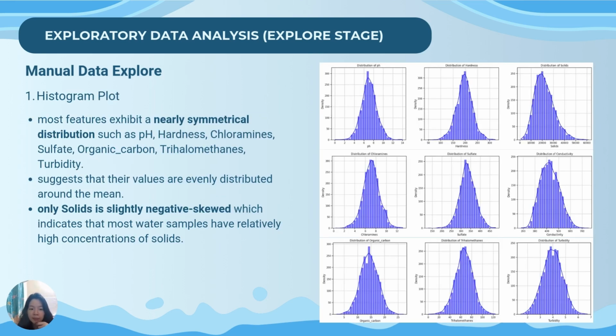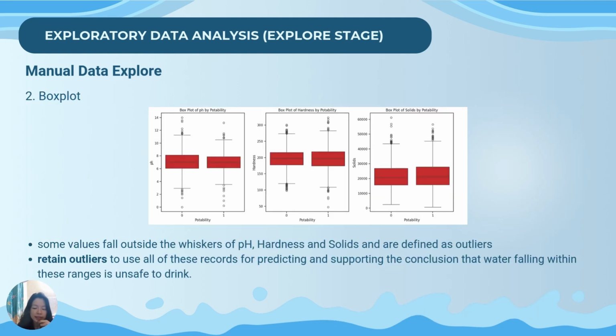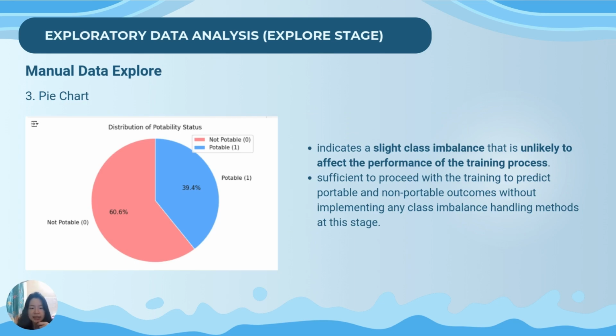Besides automated, we also conduct manual data exploration. First we use histograms and we find out that most features have nearly symmetrical distributions, but only solids is slightly negatively skewed, and this means that most water samples have relatively high concentration of solids. The second one is box plot. For pH, hardness, and solids, they contain outliers, and we decided to retain the outliers because we want to use all of these records for predicting and supporting the conclusion that water falling within this range is unsafe to drink. The third one is pie chart, and this indicates a slight class imbalance that is unlikely to affect the performance of the training process. So we decided to retain it and haven't implemented any class imbalance handling methods.